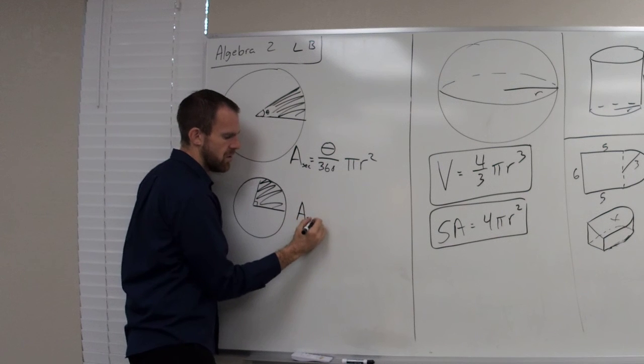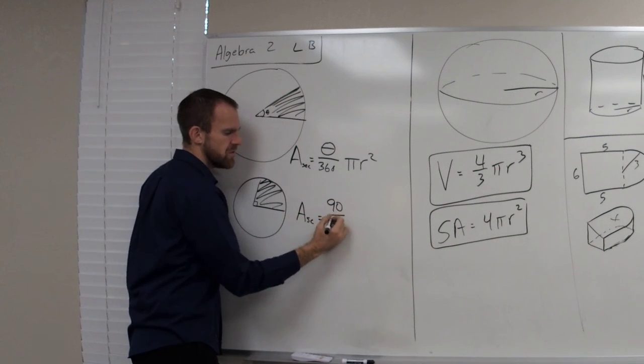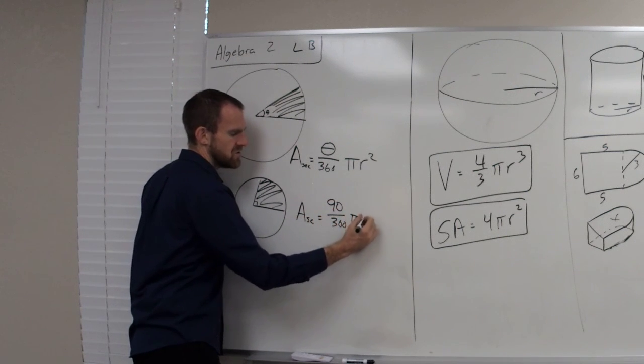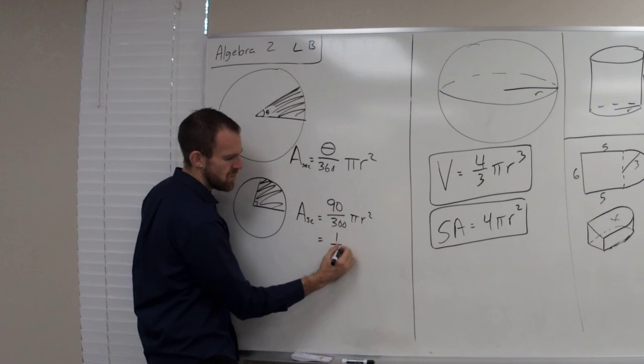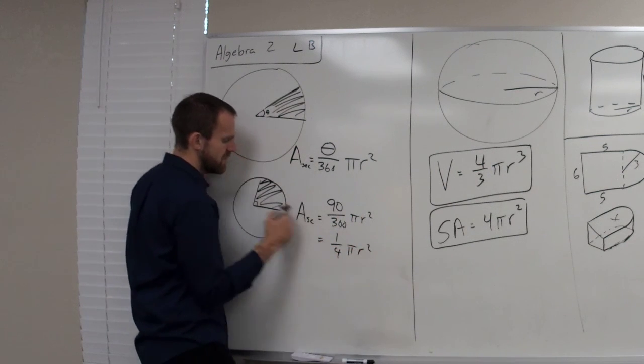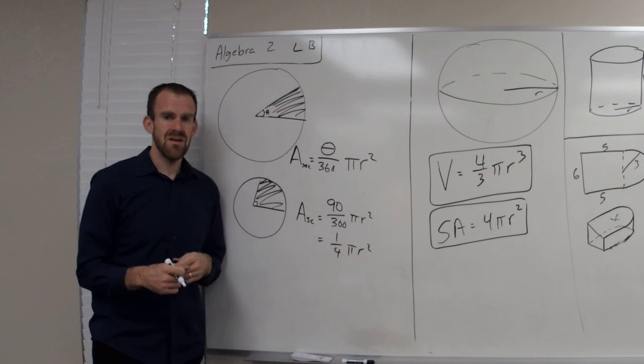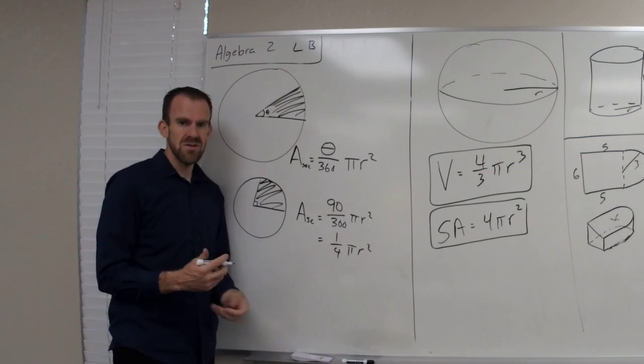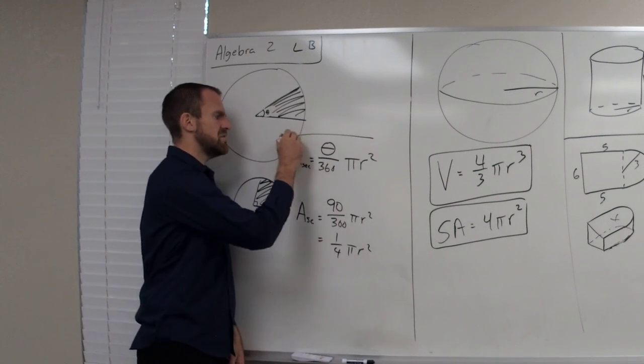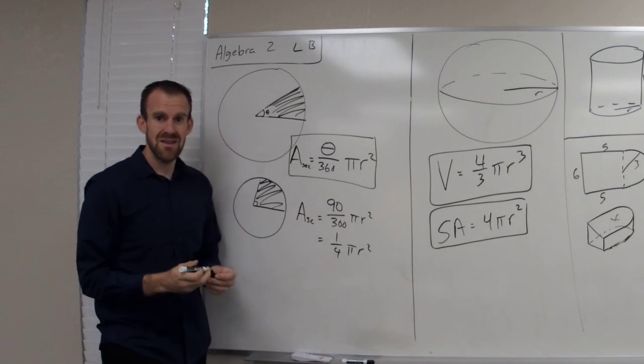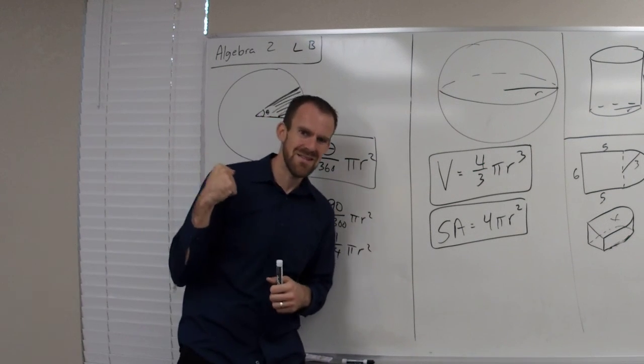So for example, if I wanted 1/4 of a circle, the angle would be 90 degrees. So my area would be 90 over 360 pi r squared. This simplifies down to 1/4 pi r squared because it's 1/4 of the circle. So we're just taking the whole area and multiplying it by a fraction. So this equation should be in your notes. And that, my friends, is Algebra 2, Lesson B.